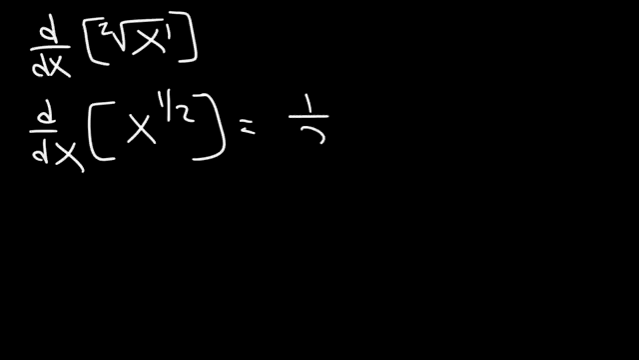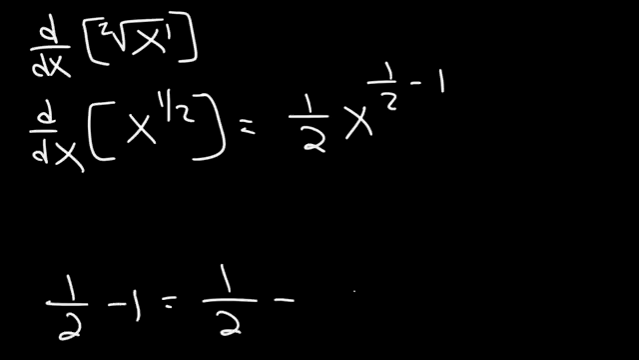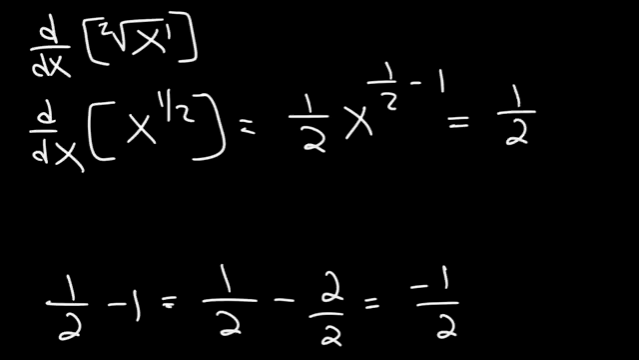So it's 1/2 times x raised to the 1/2 minus 1. 1/2 minus 1 is the same as 1 over 2 minus 2 over 2. 2 divided by 2 is the same as 1. And so this becomes negative 1/2. So we get 1/2 x raised to the minus 1/2.